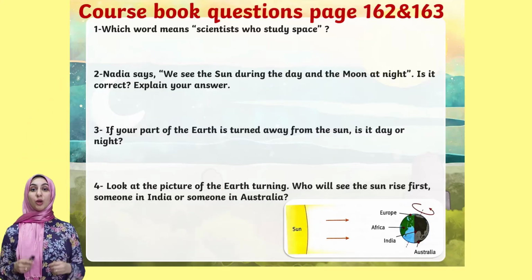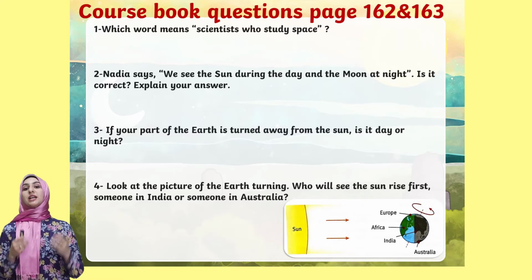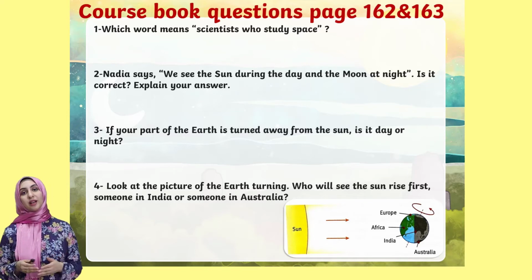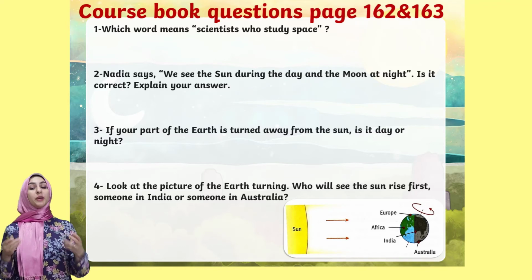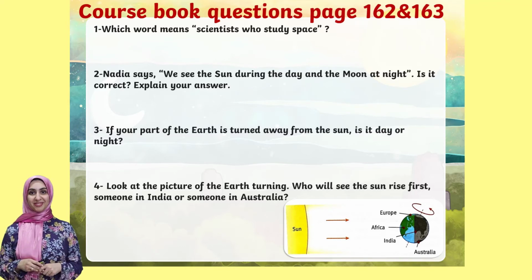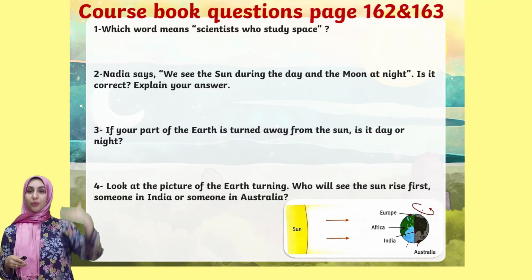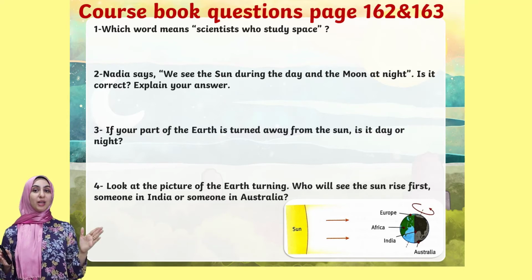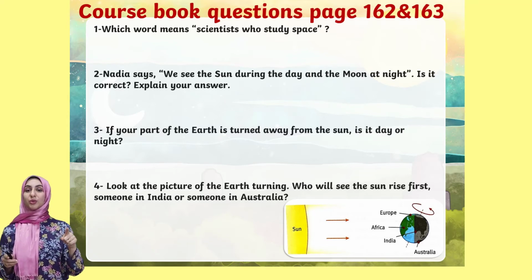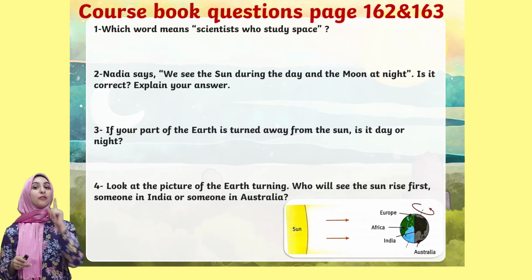Okay, now let's have a look at the course book questions, pages 162 and 163. So please bring your course book and come. As you can see here, there are 4 questions. I'm not going to answer them with you. I will give you time to answer them alone, and then I will come back to check the answers with you. You have 1 minute.